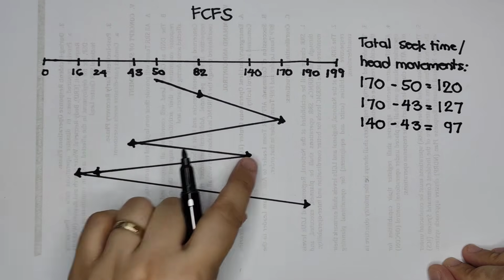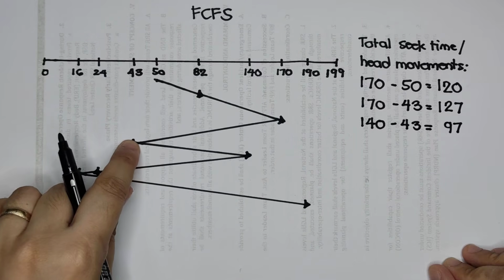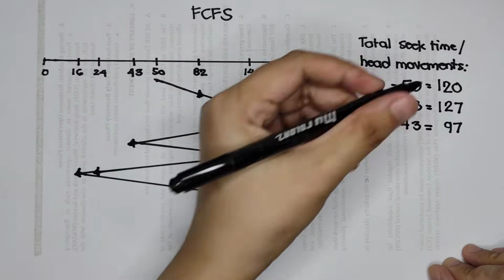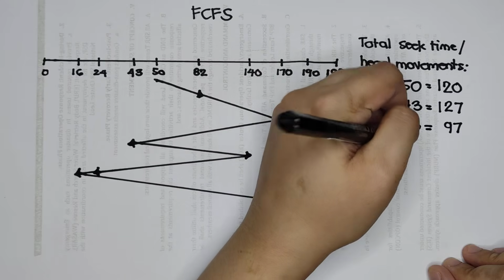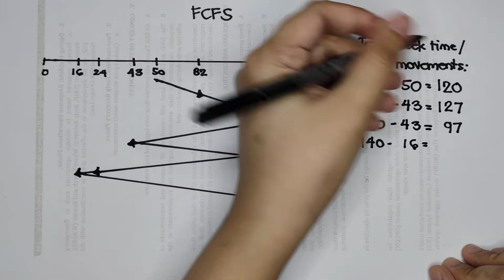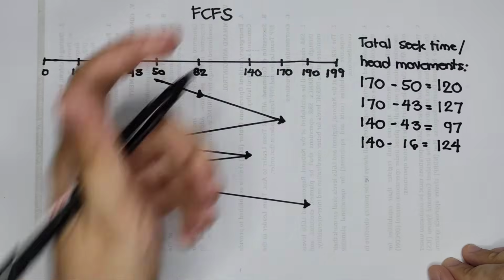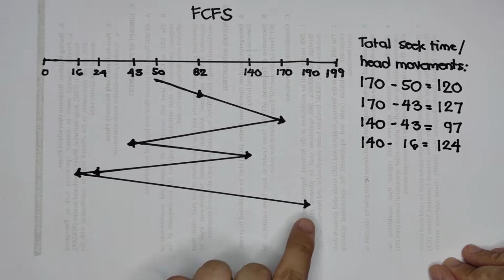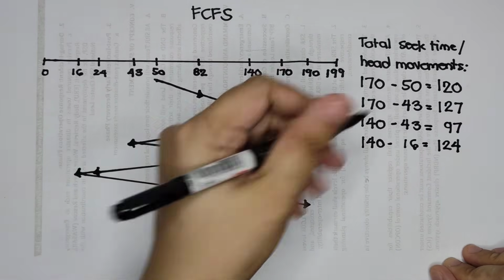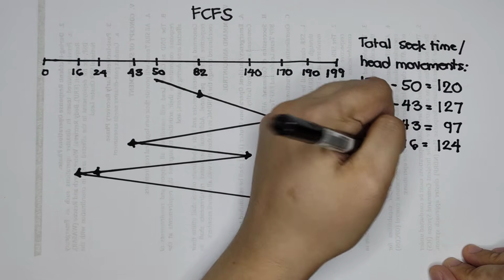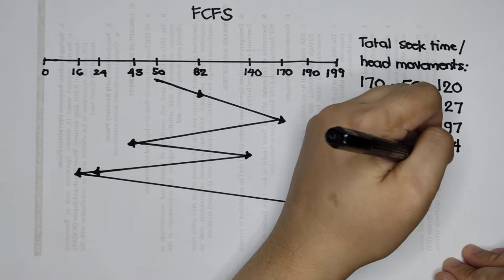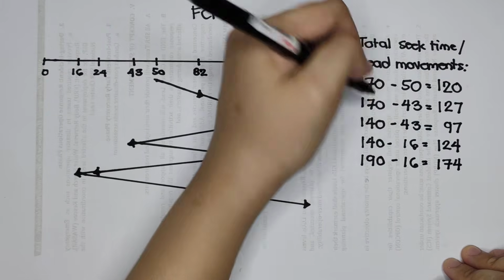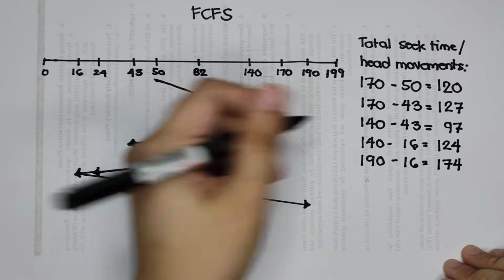Next, we already finished with 140 minus 43. Next is 140 minus 16, which is 124. And last but not the least, we have 190 minus 16, which is equal to 174. Just not to be confused with my number 7.